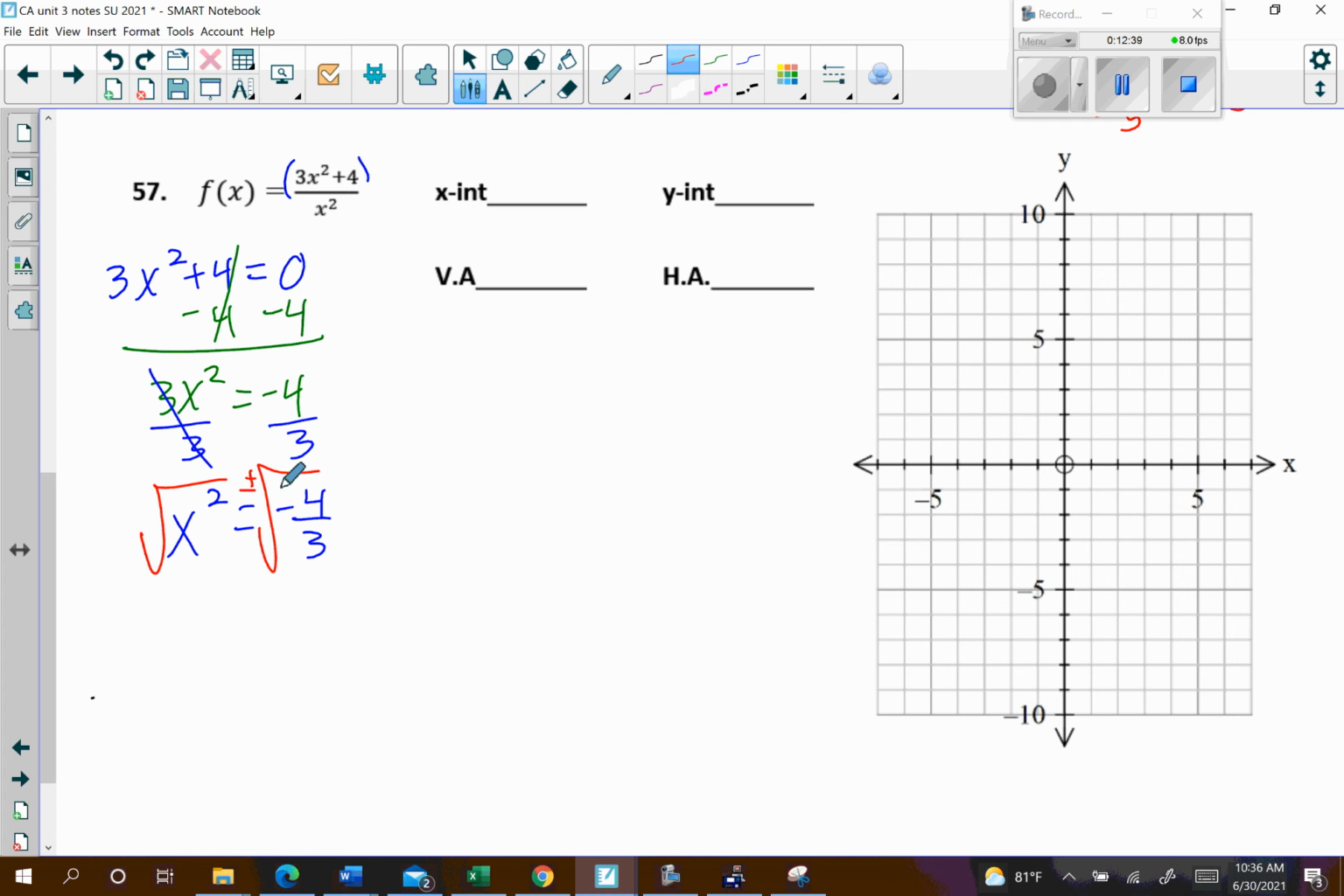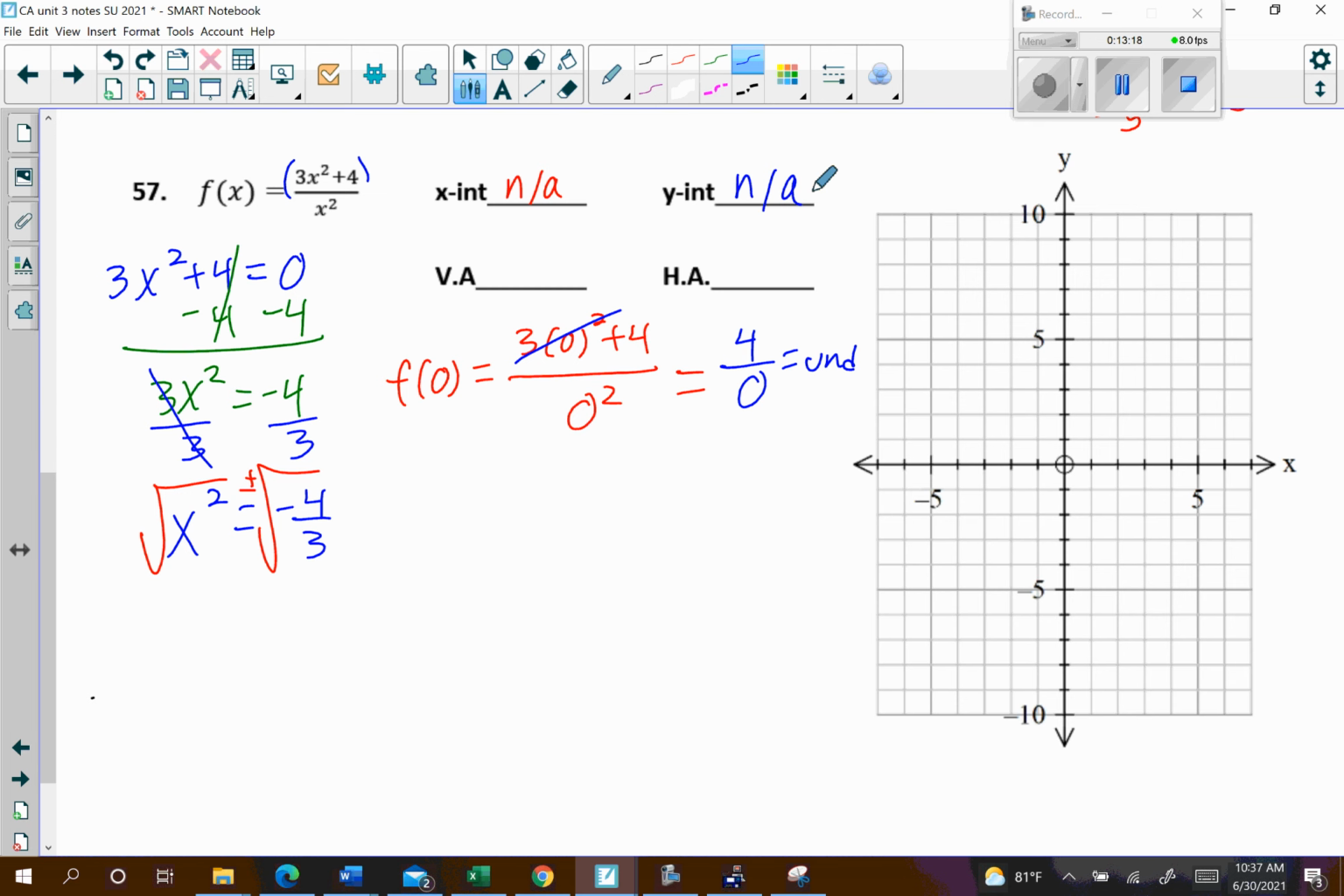When I square root here, I'm square rooting a negative, which gives me an imaginary value. And so in this case, that means we don't have an x-intercept. For the y-intercept, we'll go ahead and let x equal 0. So f of 0 is 3 times 0 squared plus 4 all over 0 squared. That goes away there, and I'm left with 4 over 0. Well, that's undefined, so that means we don't have a y-intercept either.